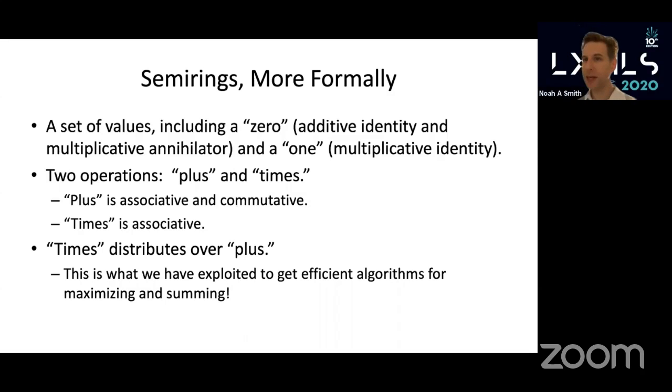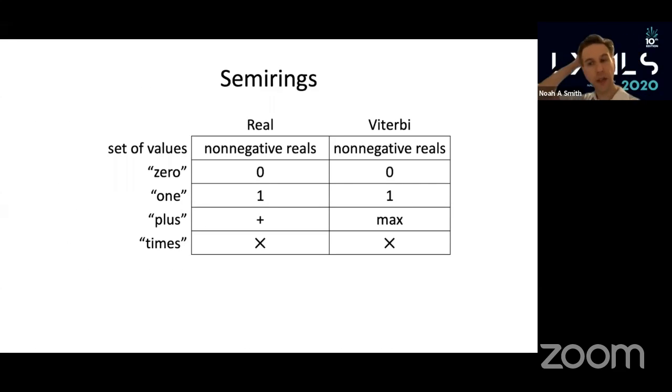So I'm not going to give you mathematical definitions of these. It's easy to pause the video and look them up if you don't remember. But here are the two semi-rings we've actually been working with in the lecture so far. The real semi-ring interprets each of these abstract things in the most literal way possible. So 0 is 0, 1 is 1, plus is plus, and times is times.